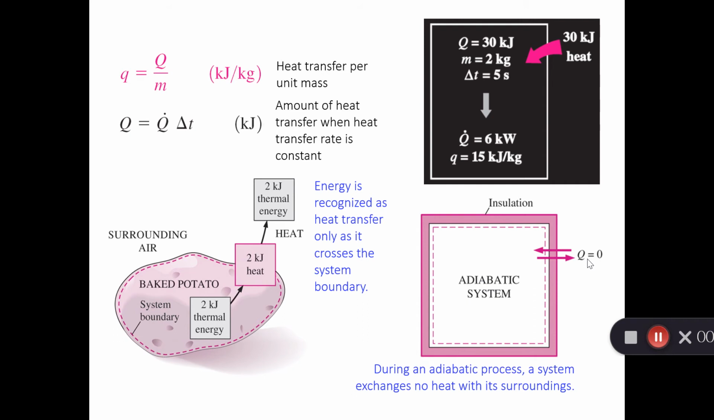That means it will naturally happen as long as there's a temperature difference, even though it's just 1 degree, heat transfer will happen. So in order to achieve this adiabatic system, you need to put insulation. You know what insulation is, right? So we need to put insulation to ensure that no heat transfer happens. No heat can go in or come out. All right. So that's it about heat transfer.